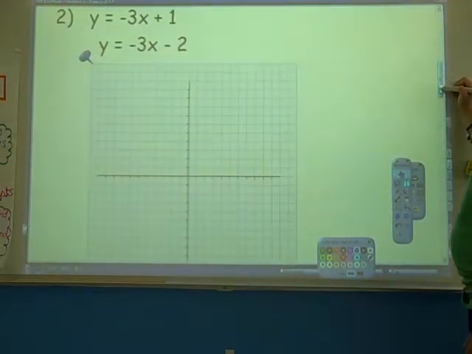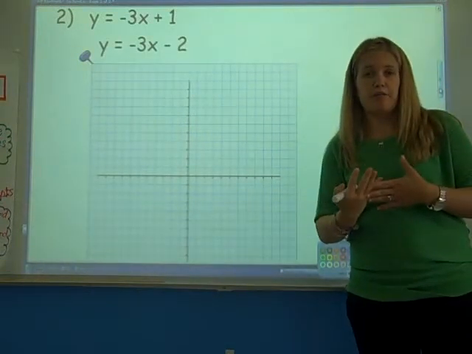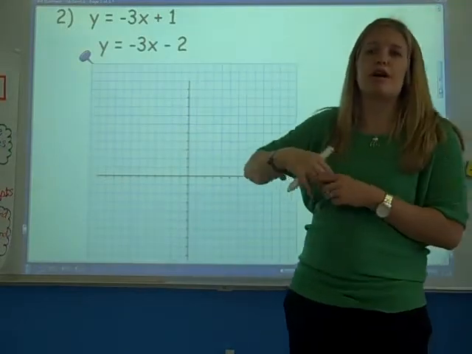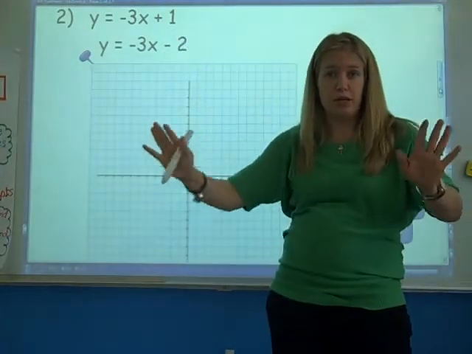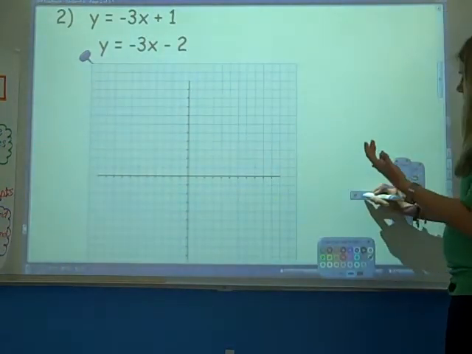Okay, again, I see that both of my equations are in slope-intercept form, so I'm going to graph them using m and b. You could graph these using x and y intercepts. You could graph these making tables for each one and then plot them. It's up to you however you would like to graph them.